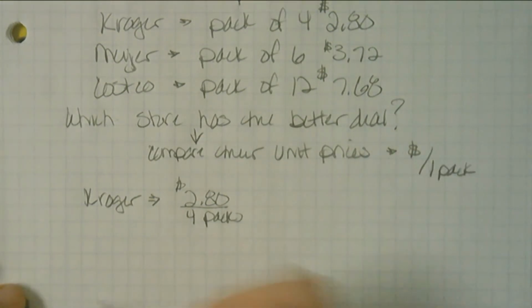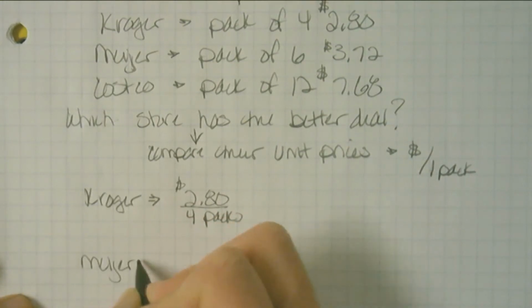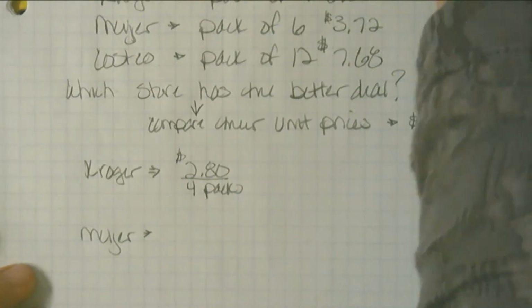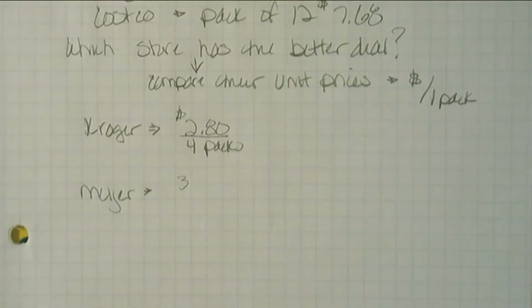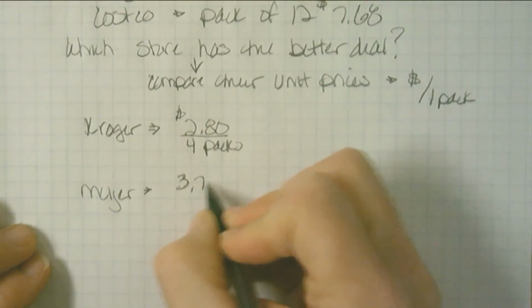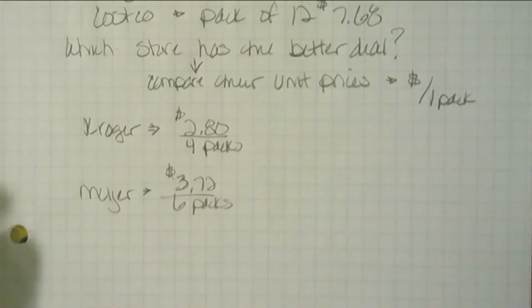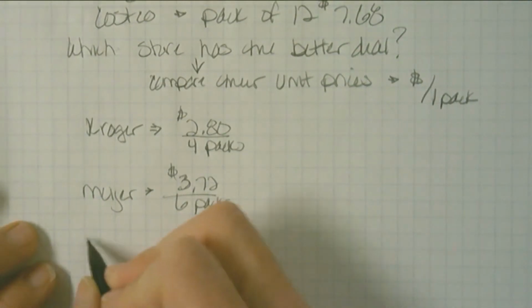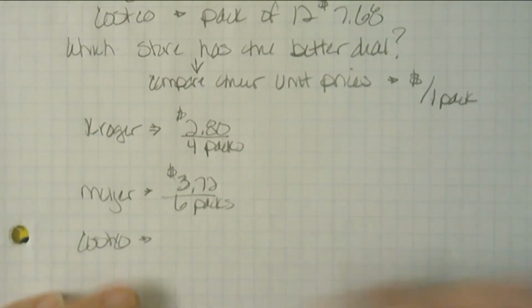All right, somebody write my rate for Meijers. Isabella? Excellent. So $3.72 over 6 packs. If you notice, I'm putting the units on them, so I make sure that I write it right. All right, somebody write my Costco rate for me? Serena?